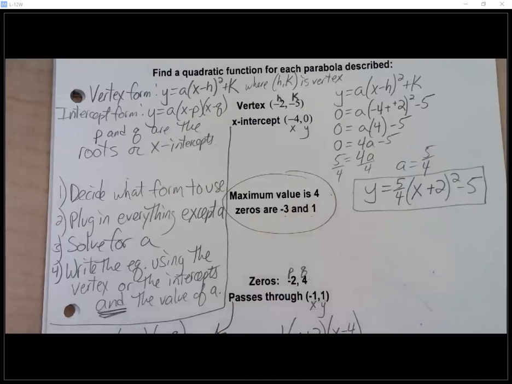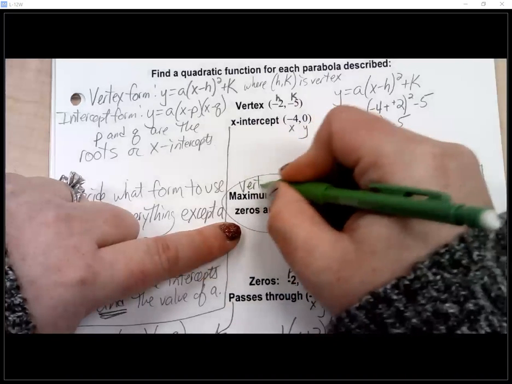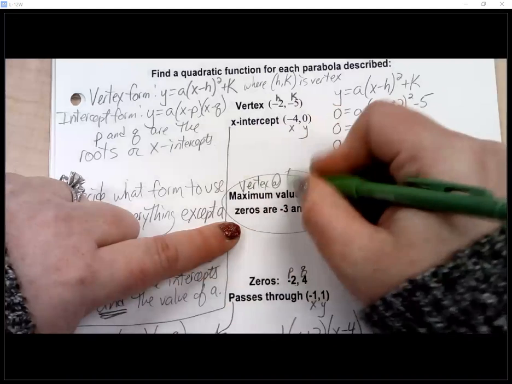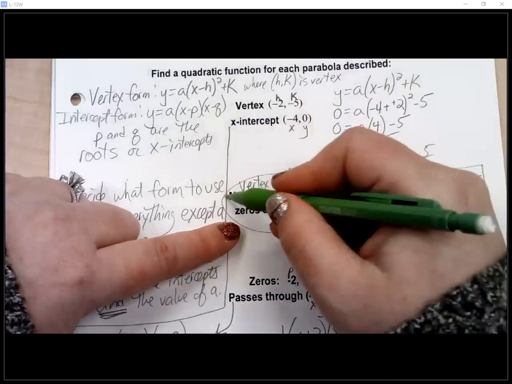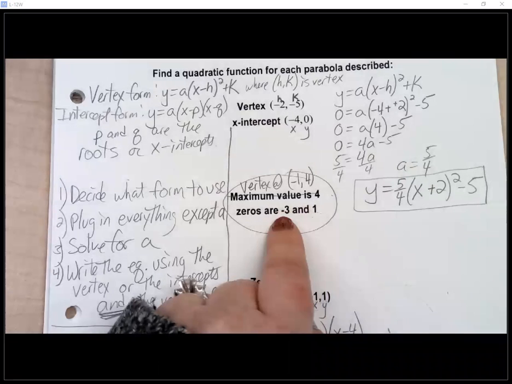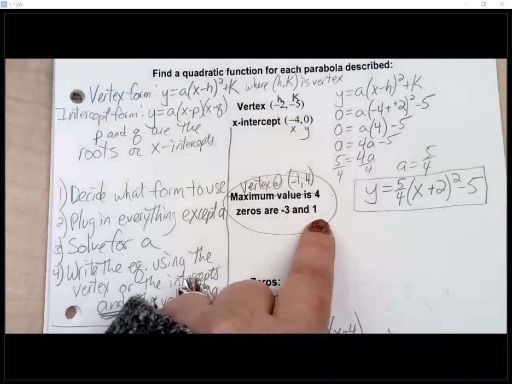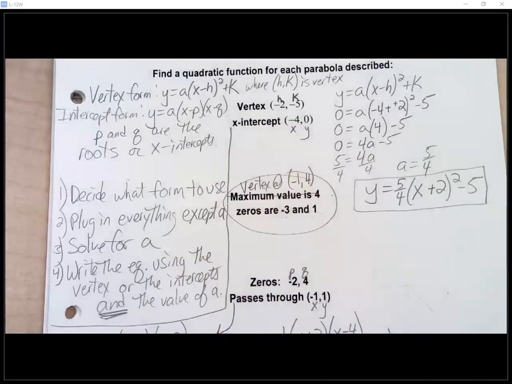Does everybody follow? Okay, so what I really can figure out is that I do actually have a vertex at, what do we say, -1, 4. So now it's kind of up to you which form you use, because you have both pieces of information. You have the vertex, so you could use vertex form and just choose one of these as your additional point. Or you have both intercepts, you could use those and then just plug in the vertex as your extra point. So that's up to you.